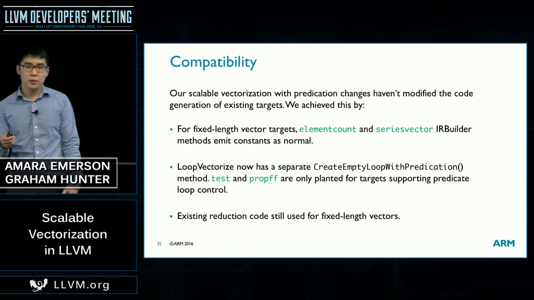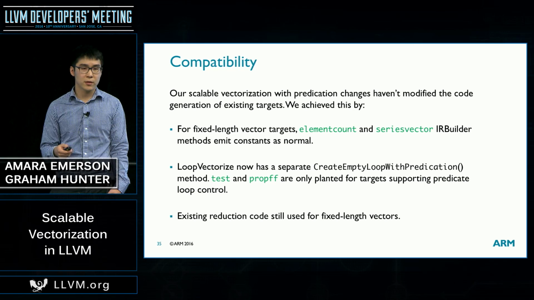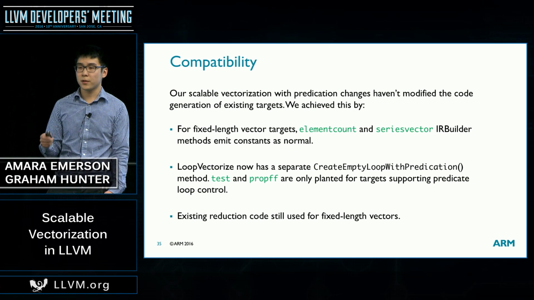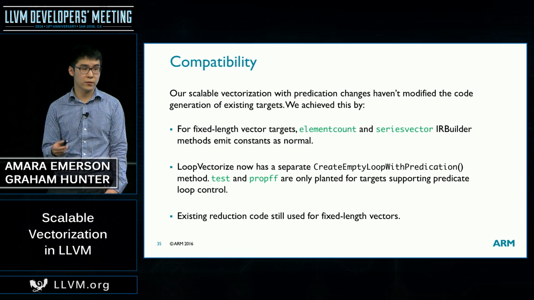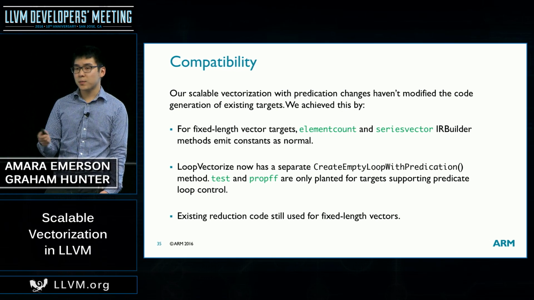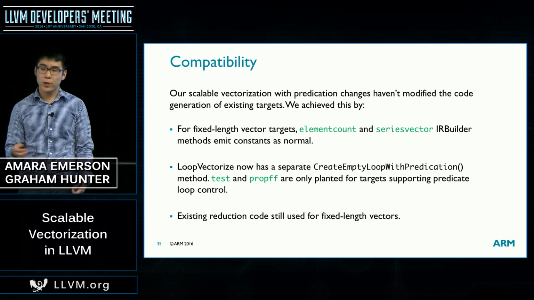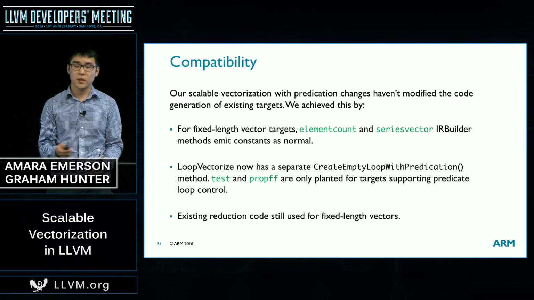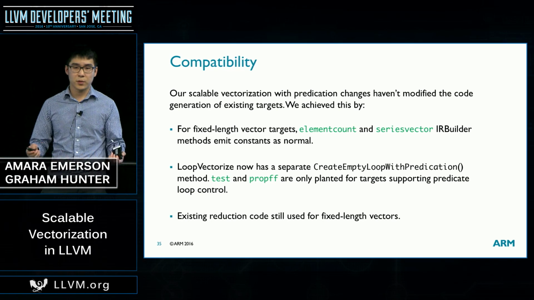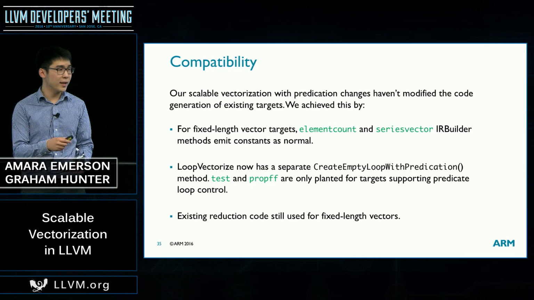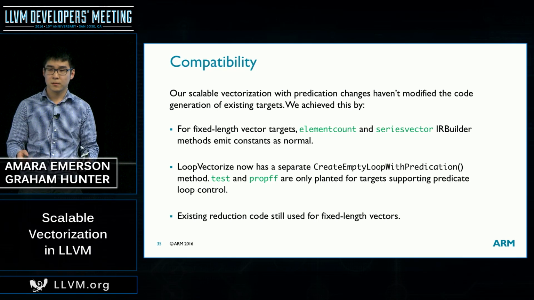We've also added a new create empty loop method within the loop vectorizer. This is the method that we use in order to use our predicate-driven loop control. It's in this method that we generate the test and prop FF instructions. We could merge these into the current create empty loop, but we've kept it separate for now. And all of the existing reduction code for fixed length vector targets has been kept.